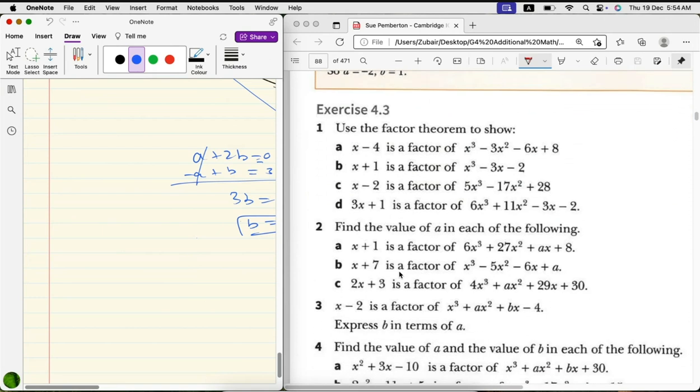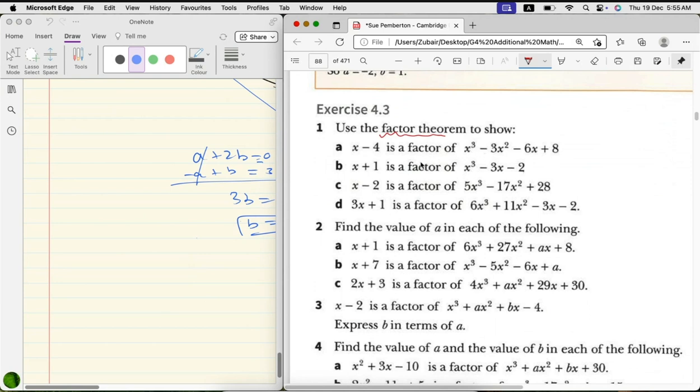Okay. Now it says use the factor theorem to solve this. It's not restricting for any method. So we divide it with x minus 4. That means x is equals to 4. I'm using calculator punching in 4 and all the numbers, all the x's. 4 cube minus 3 into 4 square minus 6 into 4 plus 8, and I'm getting exact 0. And this is a factor.